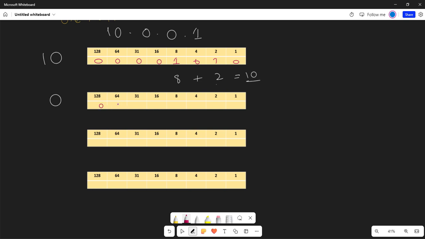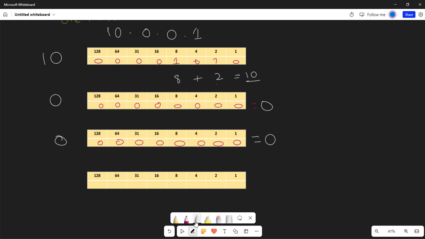So I will say 0, 0, 0, 0, 0, 0, 0, and 0. So when all the bits are off, it means it is 0. And the same will be applied for the next one, because this is also 0. So I will say 0, 0, 0, 0, 0, 0, 0, and 0. So this also means 0.